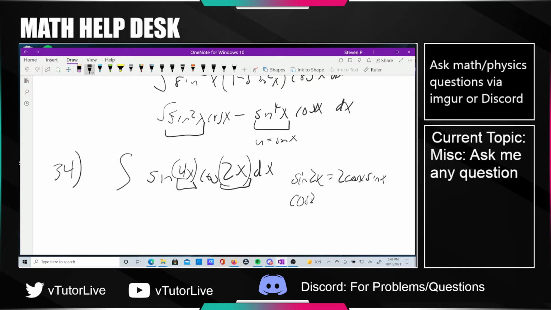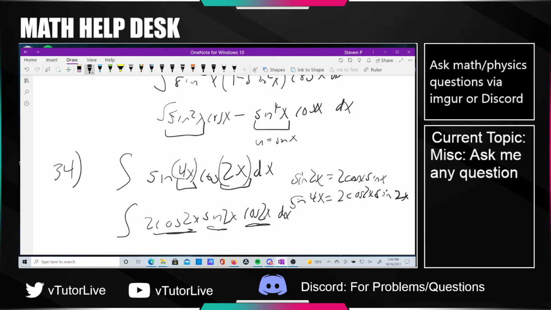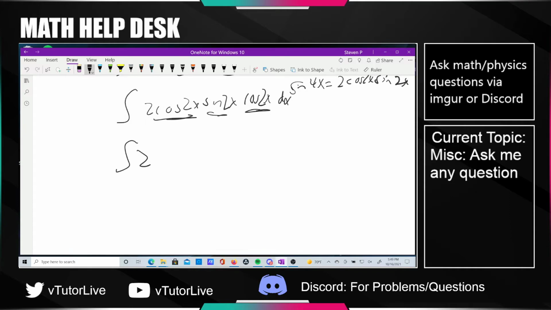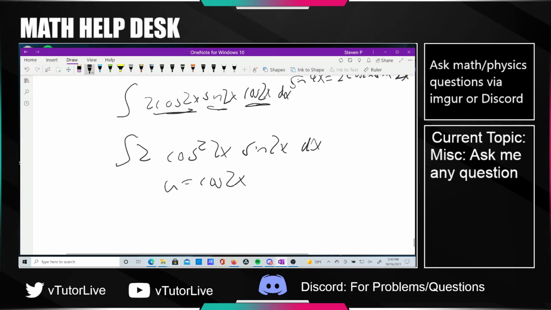So that means that sine of 4x is equal to 2 cosine of 2x times sine of 2x, right? So, okay, let's just replace that. Cosine 2x, sine 2x, cosine 2x, dx. What do you know? Yet again, this exact same pattern rears its head. Cosine 2x, sine of 2x, dx, right? We let u be equal to cosine of 2x, and that probably takes care of the entire problem for us.